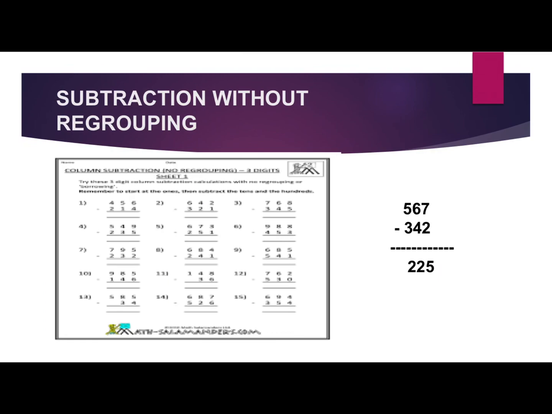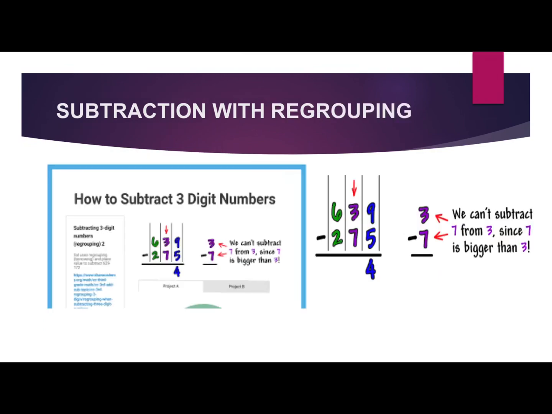Similarly, here also one worksheet is waiting for you. You do this. Simple subtraction, start from the ones place. Now subtraction with regrouping. One example is given here. 639 minus 275. So you have to start from the ones place.